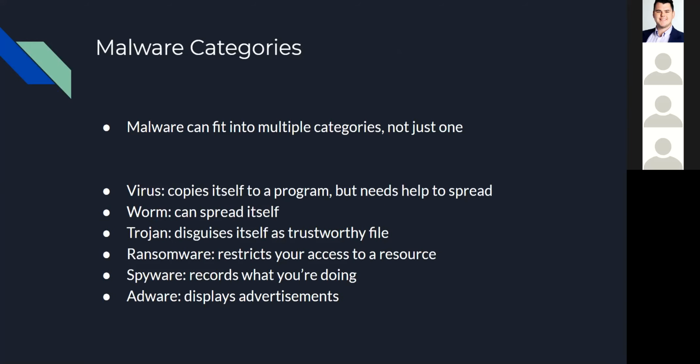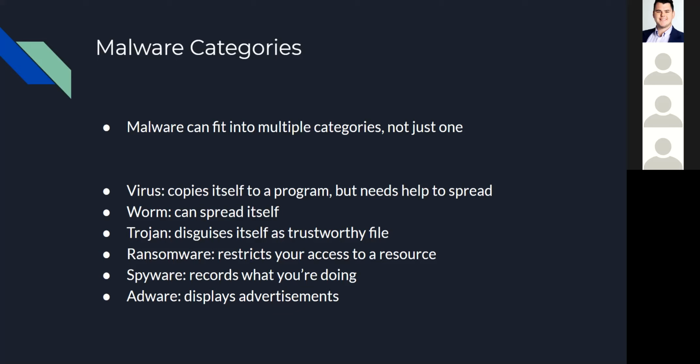So malware can fit into a lot of different categories, not just one. They're not mutually exclusive. Like a virus can be ransomware, and a Trojan can be adware. You check the box if they're this or not. So a virus can copy its own code into a program to run when that program is run, but it can't spread to a new host. It needs the user to move the infected program around. A worm, however, can do that on its own.